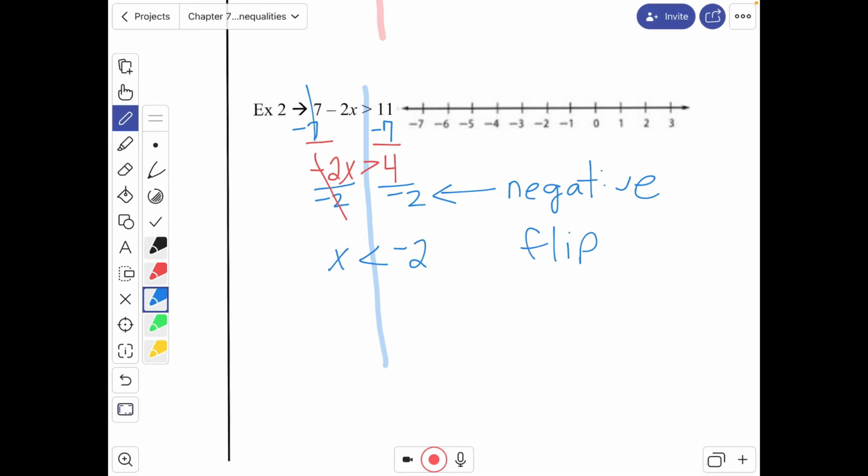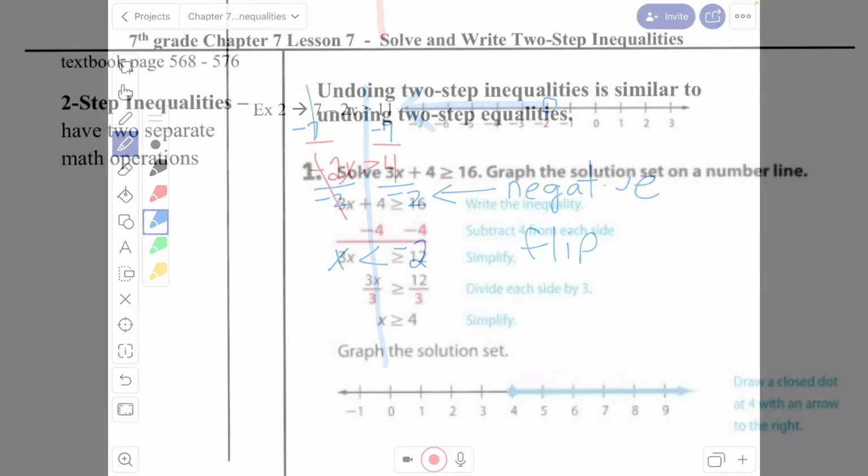There is no equal sign on this one, so we get an open circle. And the alligator is not eating the variable, so that means he's little. We shade the little side.